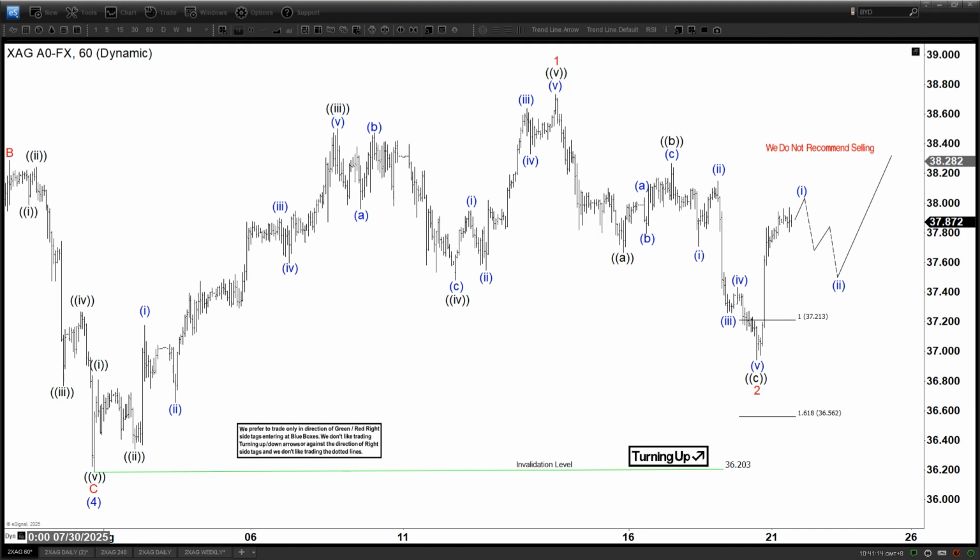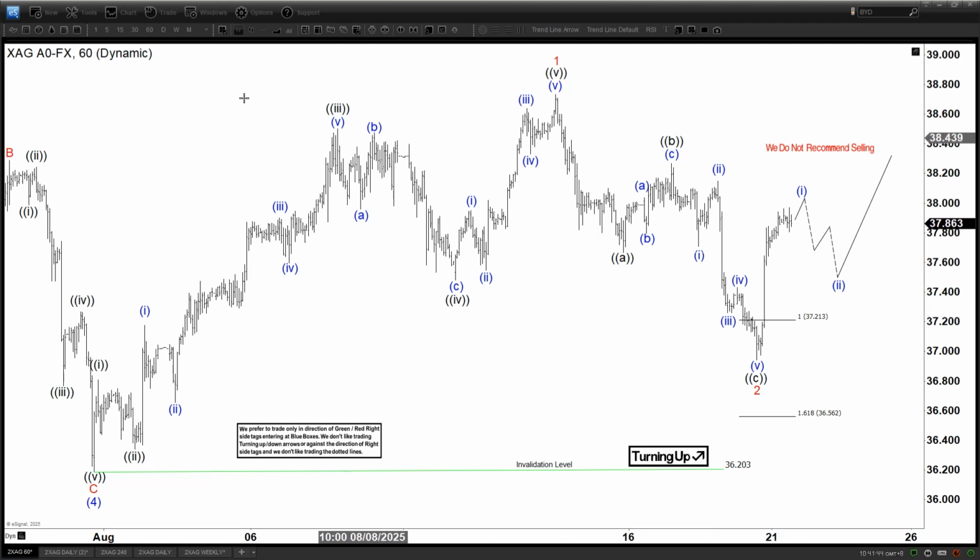Today is August 21st. The chart of the day is silver, 60 minutes time frame. As always, guys, we're going to be explaining the Elliott Wave structure as well as a potential target and also alternates, and explain why we think that this is the more likely scenario, right? As always, there will be alternates, but we're going to explain the thought process behind the count so that you are informed and then you can make an informed decision.